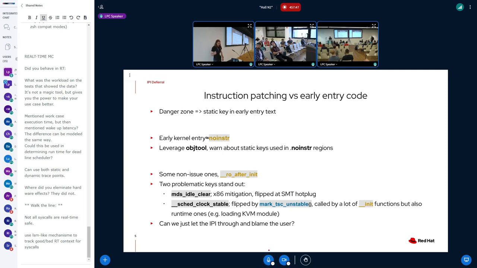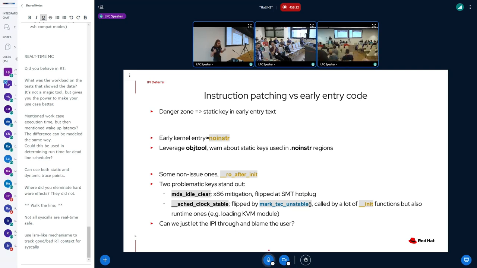And actually, yes, there were quite a lot, but they weren't really a problem because there were static keys that are set at init, and then they stay the same forever at runtime. So we have a little annotation for that, which is read only after init. So slap that on these, and then the warning goes away. There are two static keys that are still problematic, and I can't really reason about changing them.